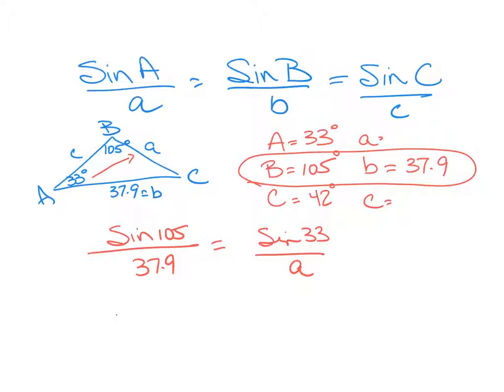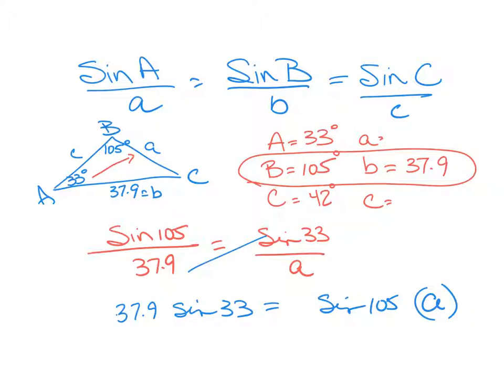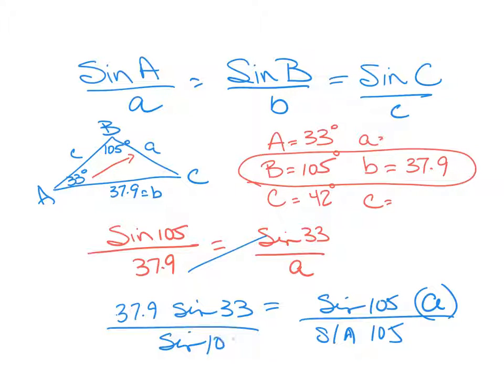Okay? So how do you think we find little a? You cross multiply. So you take 37.9 times sine of 33 equals sine of 105 times a. And to leave the a alone, we divide by sine of 105 on both sides. And go ahead and key that in your calculators.